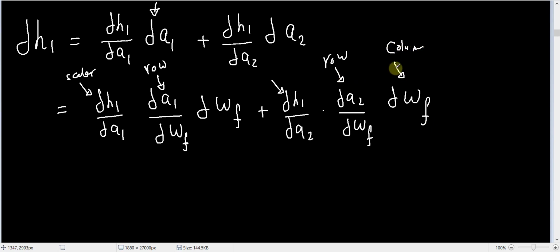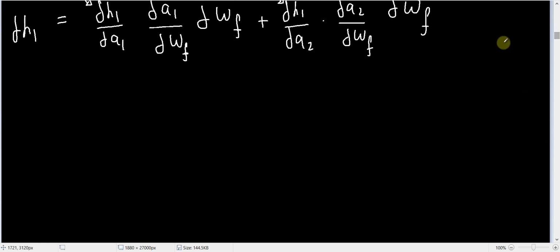So now a row multiplied by a column will give you a scalar, and multiply this by a scalar. So you will have a scalar which is consistent with what we want here. dH1 is really a scalar quantity, just the change in the value of h1. So this is a scalar. Very well. Now we see that dWf is available here and here.